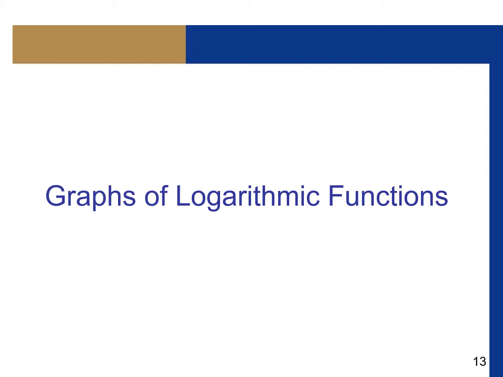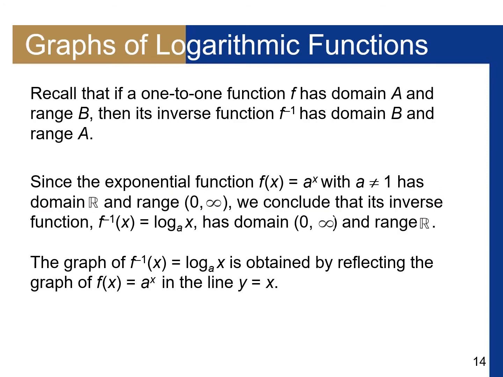Let's take a look at the graph. Now, if we have a one-to-one function, it has a domain A and a range of B. Its inverse will have a domain B and a range A. So since the exponential function f of x equals a to the x, of course a is not equal to 1, has the domain of real numbers and the range of 0 to infinity, its inverse has the reverse. That means that it will be reflected about our parent linear function y equals x.